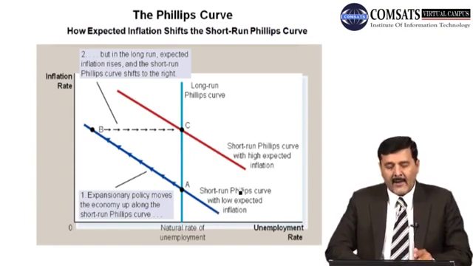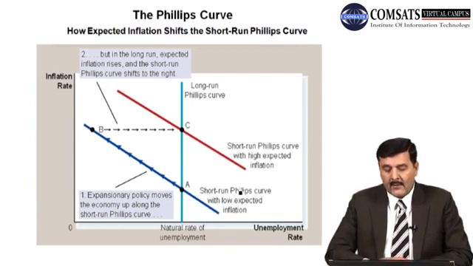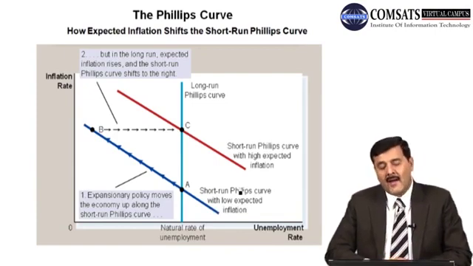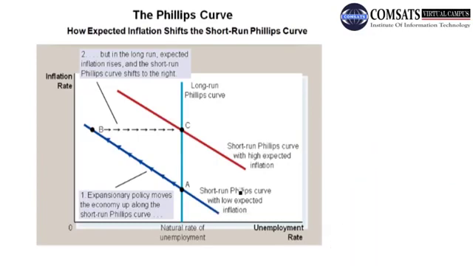But in the long run, expected inflation rises and the short-run Phillips curve shifts to the right, and this intersects the long-run Phillips curve at point C. So again the economy comes back to its natural rate of unemployment.